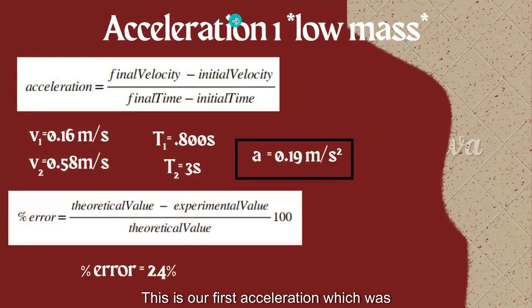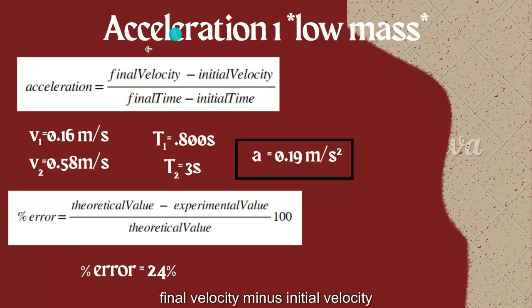This is our first acceleration, which was low mass with the same incline as acceleration 2. In order to find acceleration, we need final velocity minus initial velocity over final time minus initial time. For velocity 1, we have 0.60 meters per second at 0.800 seconds, and velocity 2, which is 0.58 meters per second at 3 seconds. Once we did the math, we got that our acceleration 1 equals 0.19 meters per second squared.